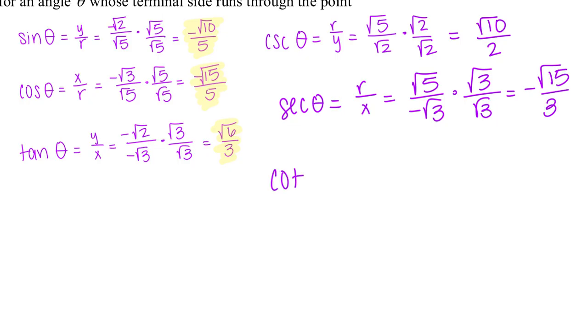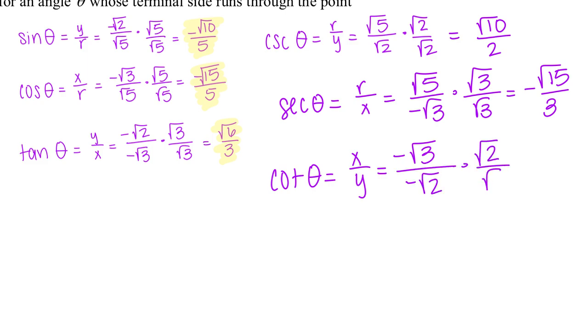Then cotan theta, which is x over y, negative square root 3 over negative square root 2, still rationalizing it, and I'm going to get positive square root 6 over 2. Okay, so this is what I would have for the last 3. Don't forget your signs.